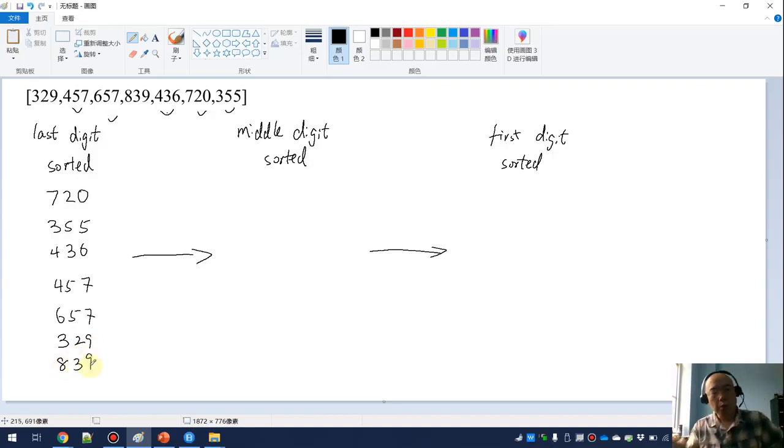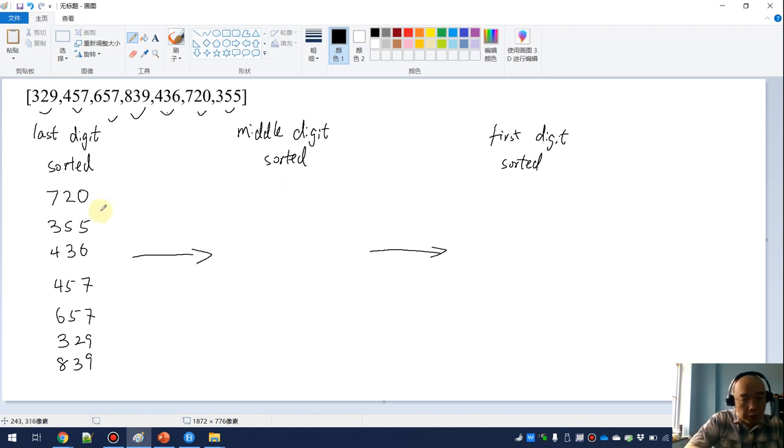Okay, so remember we are doing the stable sorting, so we have to do the 3 29 first and then 8 39. Okay, so I'm going to check all of them. So the last digit has been sorted. So we move on and we want to sort the middle digit.